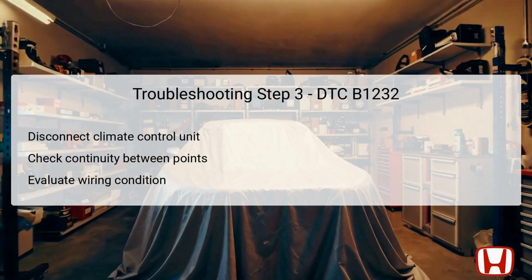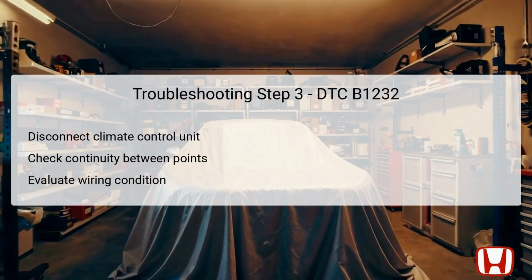The third troubleshooting step consists of checking for any shorted wires in the TEVA line, which connects the climate control unit and evaporator temperature sensor. Begin this step by disconnecting the climate control unit 32P connector, specifically focusing on the wiring that leads to the evaporator temperature sensor. After disconnection, continuity tests must be conducted between two critical test points.